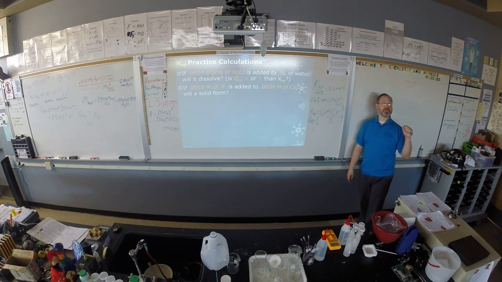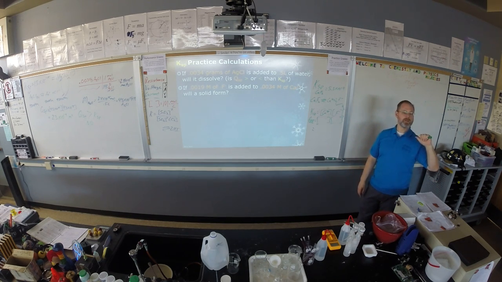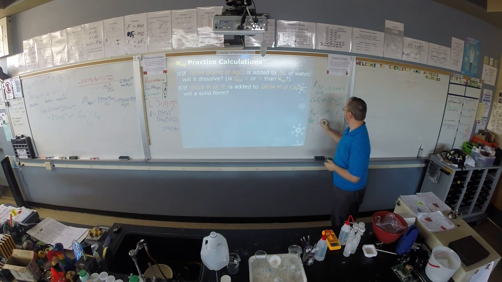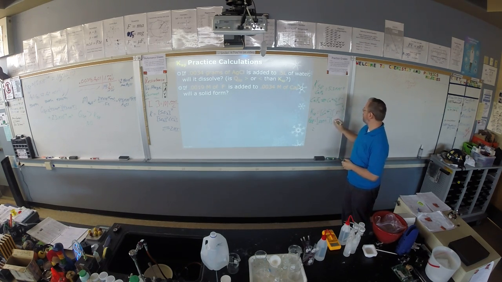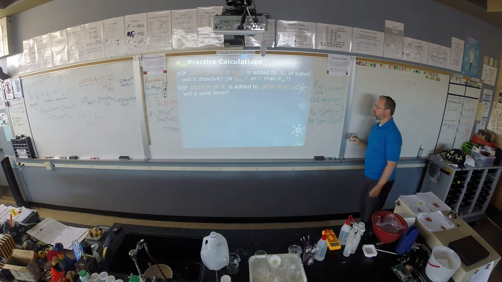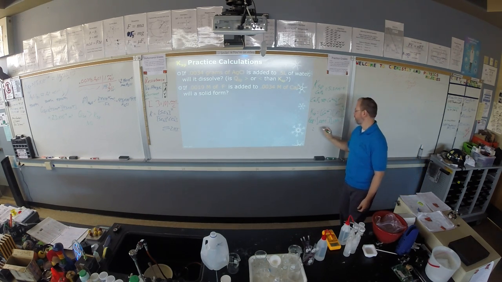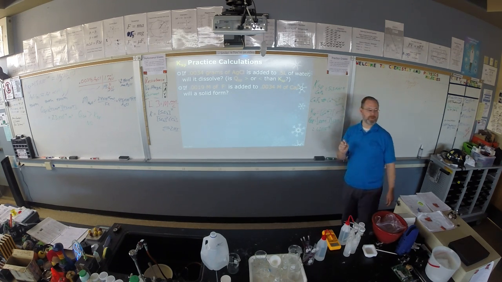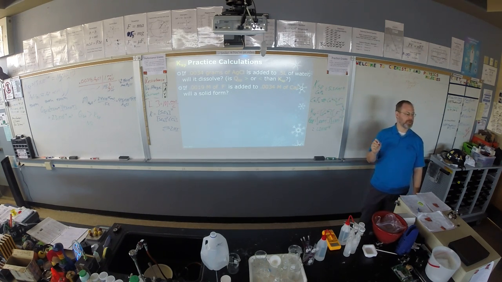Okay. Do you have an answer for me? Do you have a QSP? All right. So we got our calcium concentration of 0.0034. We got our fluorine concentration of 0.0019. Don't forget to square it. And your QSP ends up being 1.2 times 10 to the negative 8. Does that sound good? Do we have a consensus?